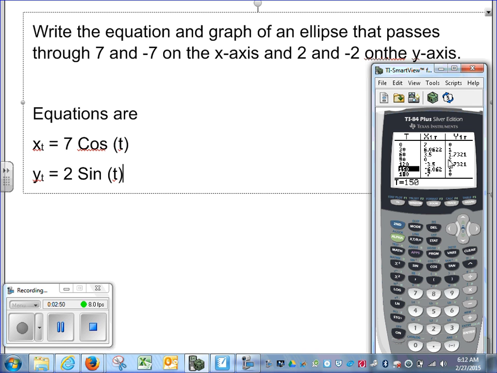So coordinates of 0, 2 at 90 degrees, coordinates of -7, 0 at 180. And if we continue down at 270, we're at 0, -2. And finally back to 360, 7, 0.